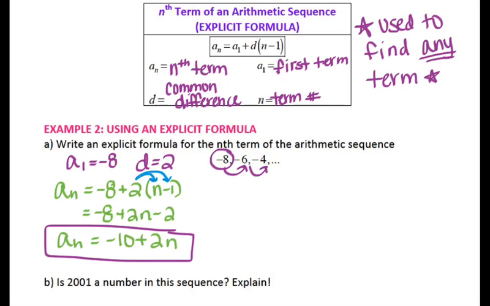Okay, so letter B, is 2001 a number in the sequence? Explain. So we need to analyze the sequence. If you look at your sequence up here, we're going from -8 to -6 to -4. Our common difference is 2, which means all of the numbers after that you're adding 2. So if you notice, your pattern results in all even numbers. Well, if you look at the question, it says, is 2001 a number in the sequence? No, because it is an odd number. So your answer for this is no, because 2001 is an odd number.